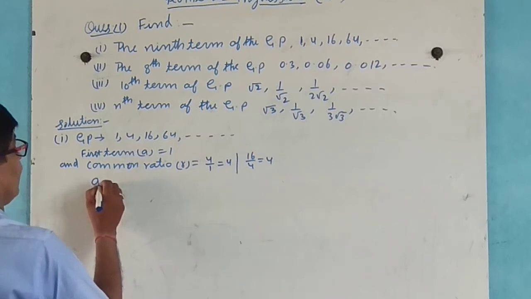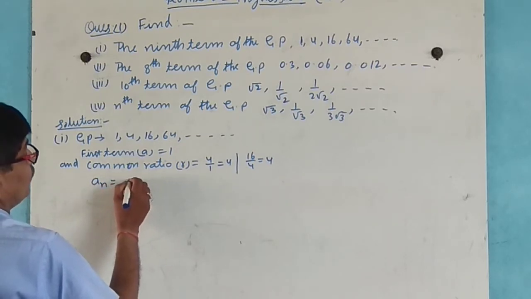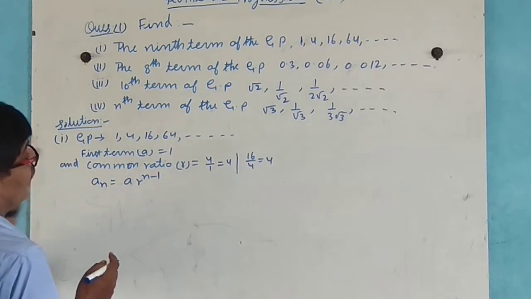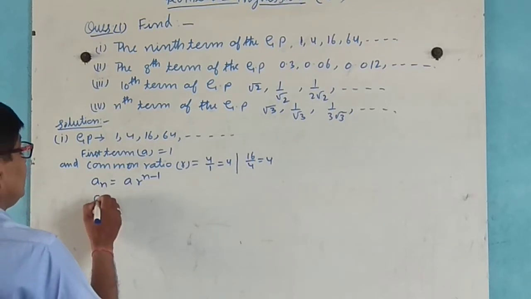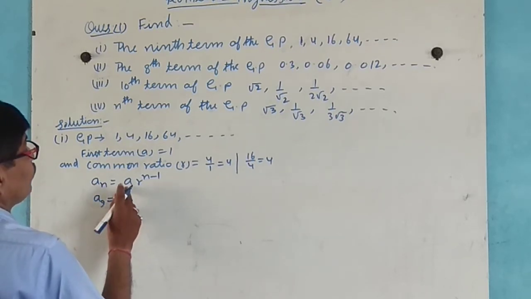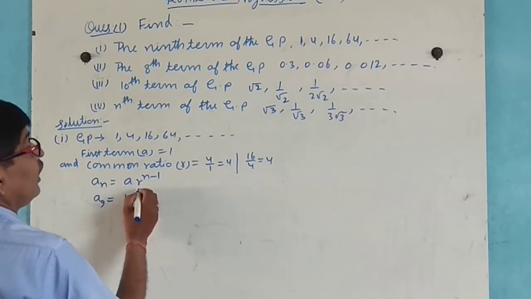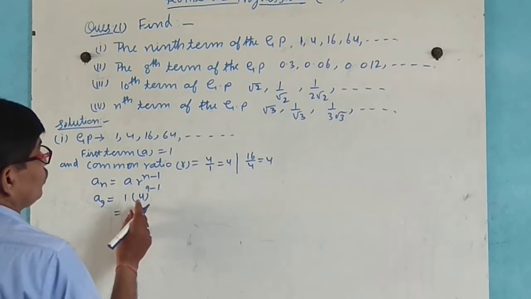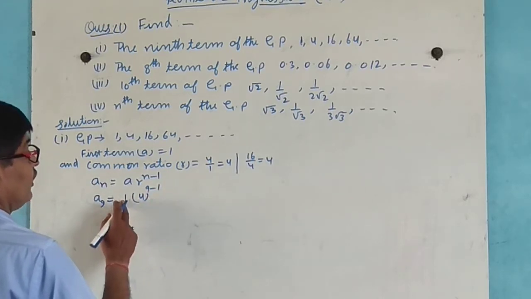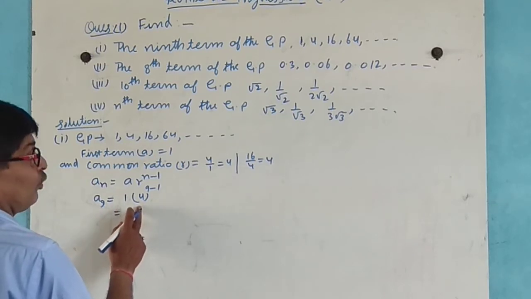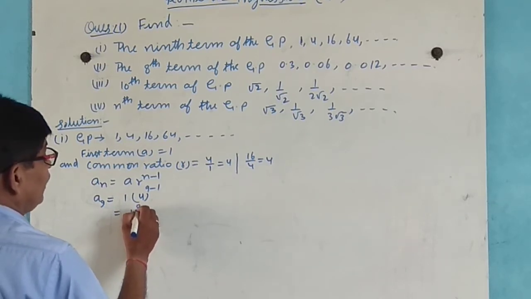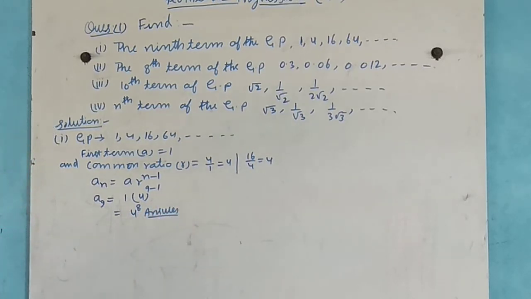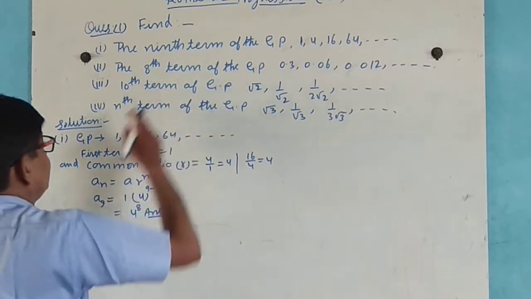Now we know that the general term an is equal to a r to the power n minus 1. Here we calculate the ninth term: a ninth is equal to a, which is 1, and r equal to 4 to the power 9 minus 1. So this is 8, and 1 multiplied, no change in the value, 4 to the power 8. This is the ninth term of this series.